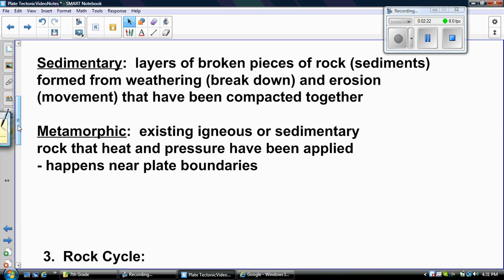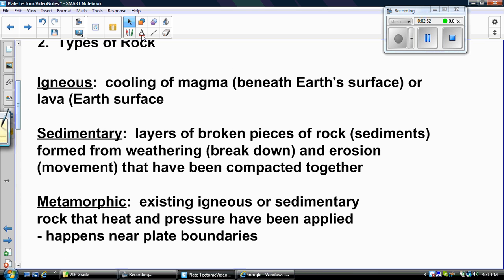A metamorphic rock is an already existing igneous or sedimentary rock to which heat and pressure have been applied. We find metamorphic rocks near plate boundaries, especially where oceanic and continental plates are colliding. Remember, the oceanic plate is dense and heavy, so it will sink below the continental crust. The oceanic crust is made up of rock. When it sinks, those rocks get exposed to a lot of heat and pressure, and that's what creates metamorphic rocks. So that's why we find metamorphic rocks near plate boundaries.